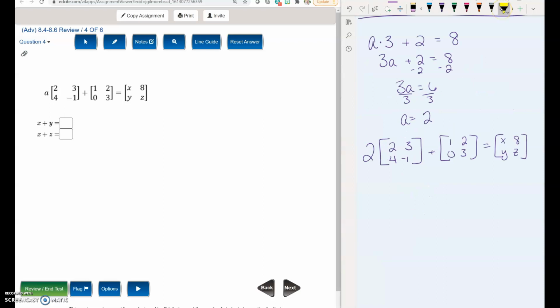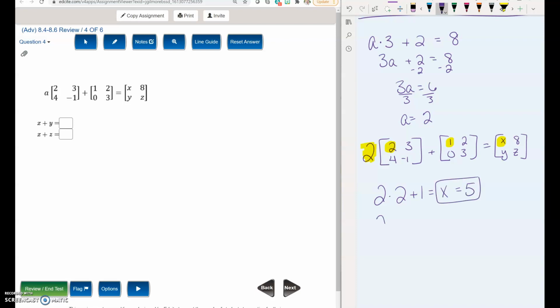So just to recap, to find this A equals 2, we did this first thing, A times 3 plus 2, and that gave us 8. That's where we got that equation from. Now, to find X, you're going to use everything associated with the X position. So this is the top left. So you're going to look at everything that's in the top left and this 2 in front. So we have 2 times 2 plus 1. That's going to give us X. That's 4. 4 plus 1 is 5. So I know that X is 5.